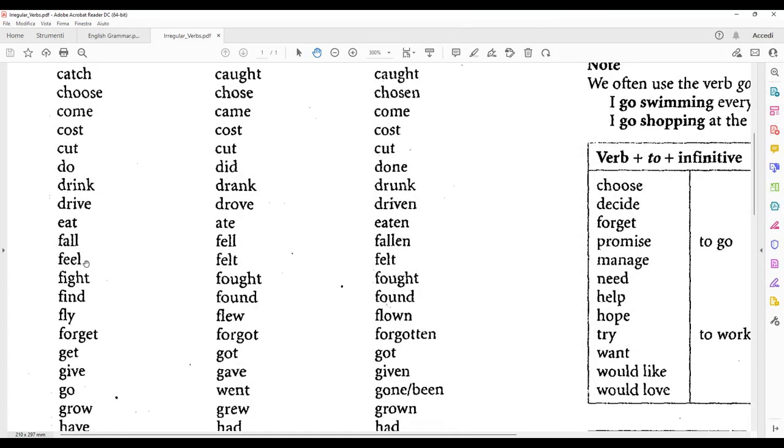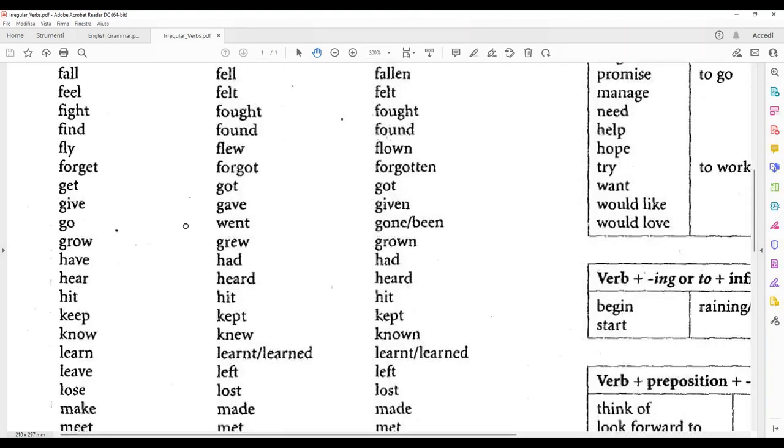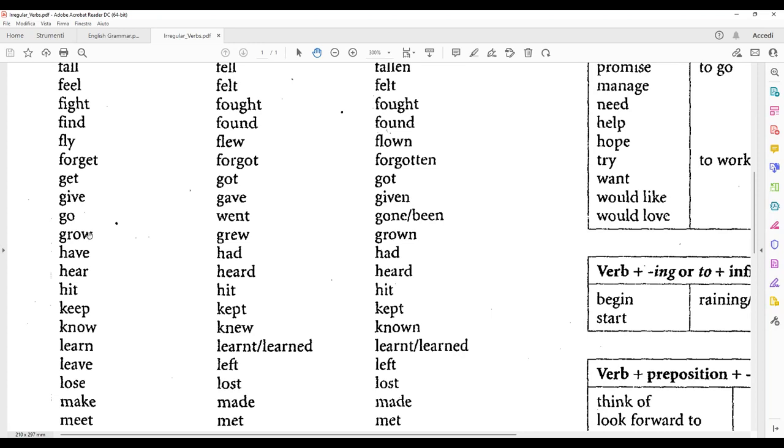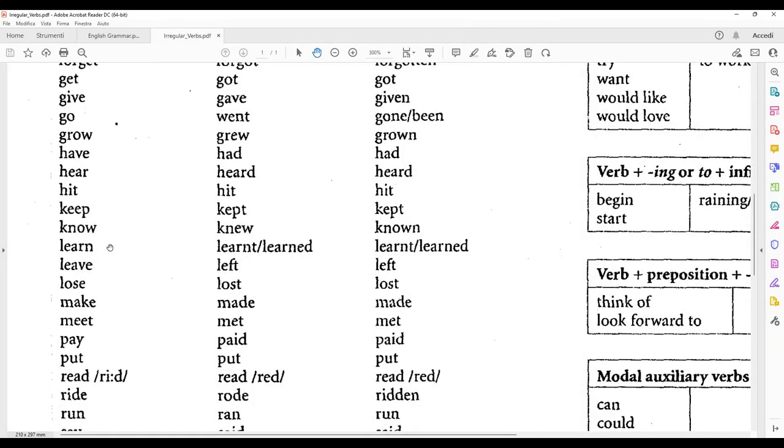feel. Remember? Feel, sentire. Feel, felt, I felt sorry. Mi sentii in colpa, I felt sorry. Fight, fought, find, found, fly, flew, forget, forgot, get, got, give, gave, go, went, grow, grew, have, had, hear, heard, hit, hit, keep, kept, know, knew, learn, learned.